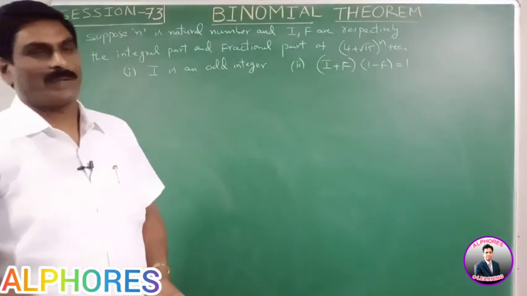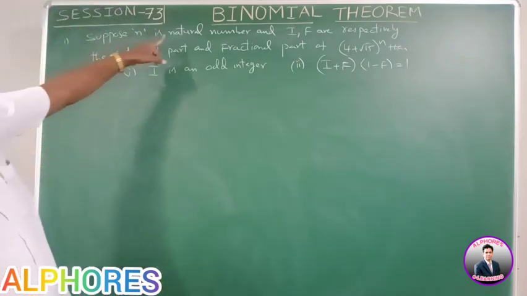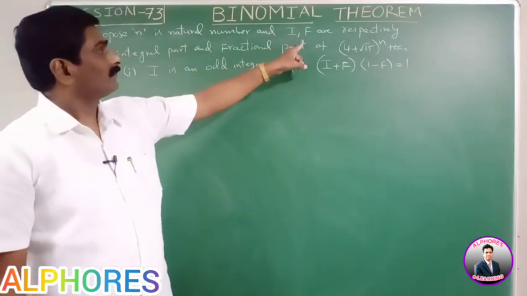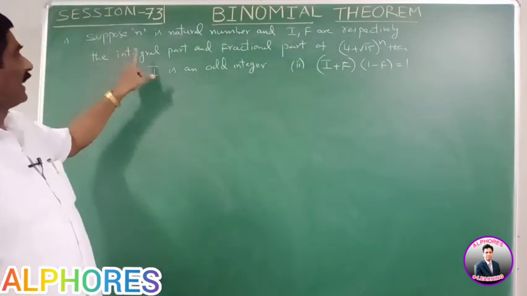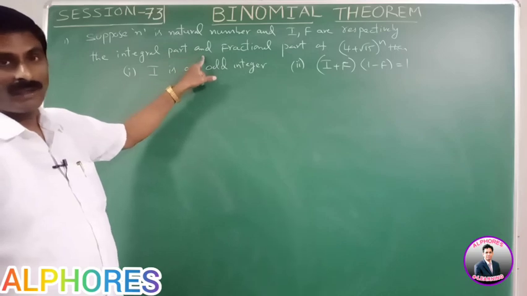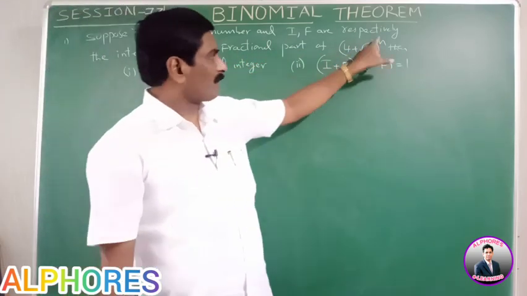Next, please note the question, a very important model. Suppose n is a natural number, and I and f are respectively the integral part and fractional part of (4 plus root 15) whole power n.